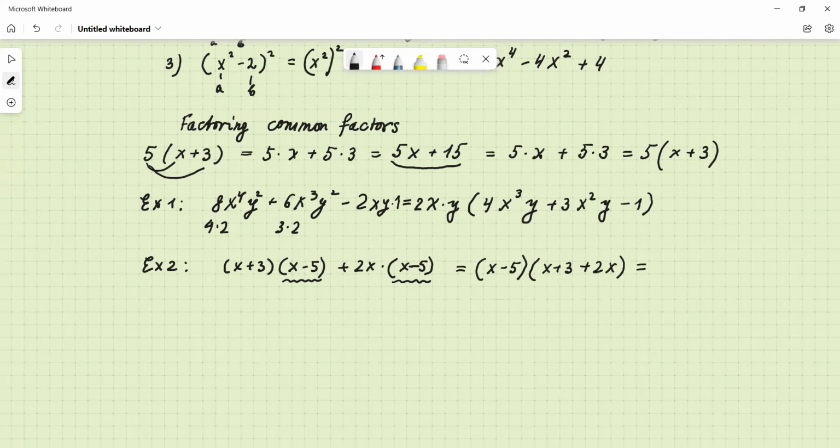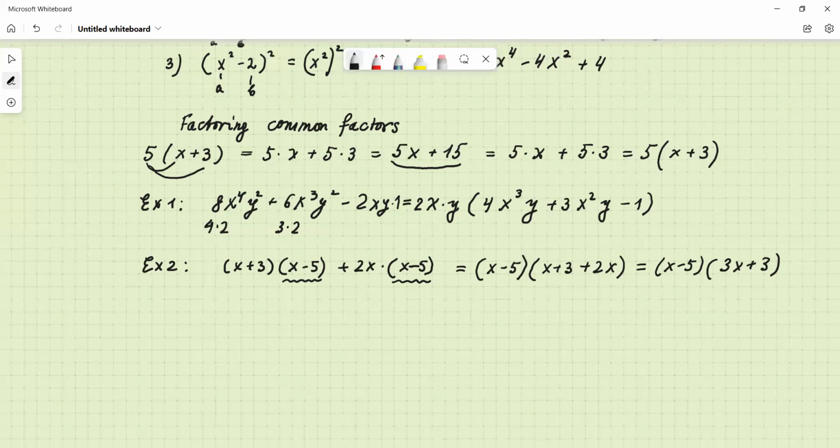Now we can simplify the expression in the second parenthesis a little bit. We have x plus 2x, which is going to give us 3x. And the last term is just going to be 3. Well, we also can factor 3 from the last parenthesis if we want, but we actually just wanted to see how to factor something more complicated.